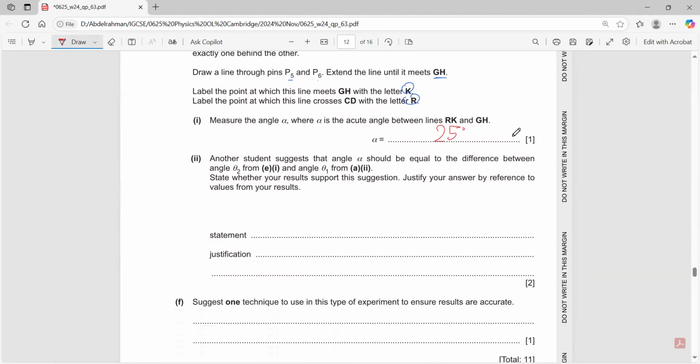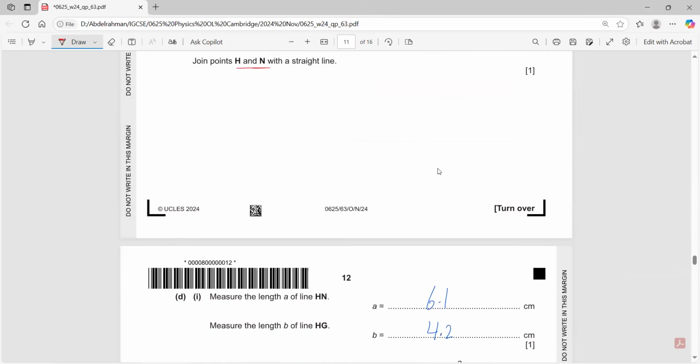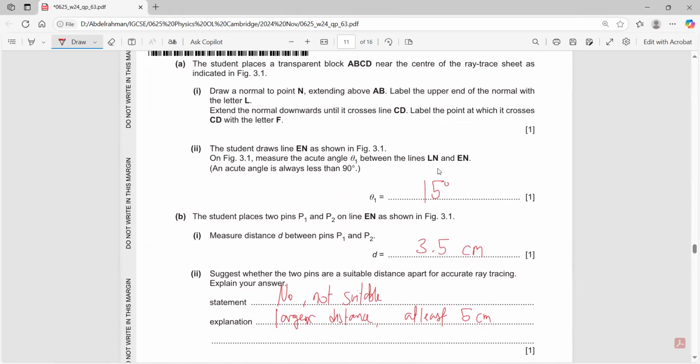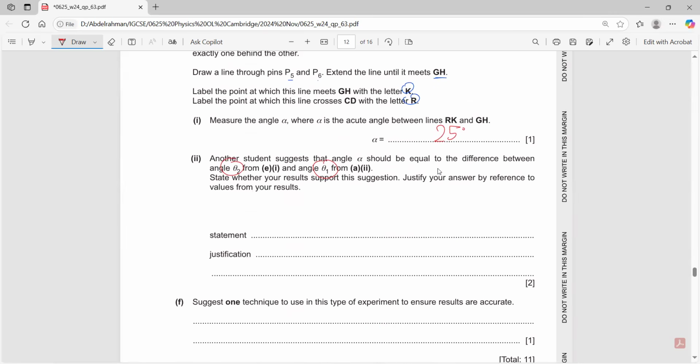Another student suggests that angle alpha should be equal to the difference between theta 2 and theta 1. Theta 2 was 40, and theta 1 was the angle we measured, which is 15. So 40 minus 15, is it equal to 25? Yes, it is. So yes, he is correct.